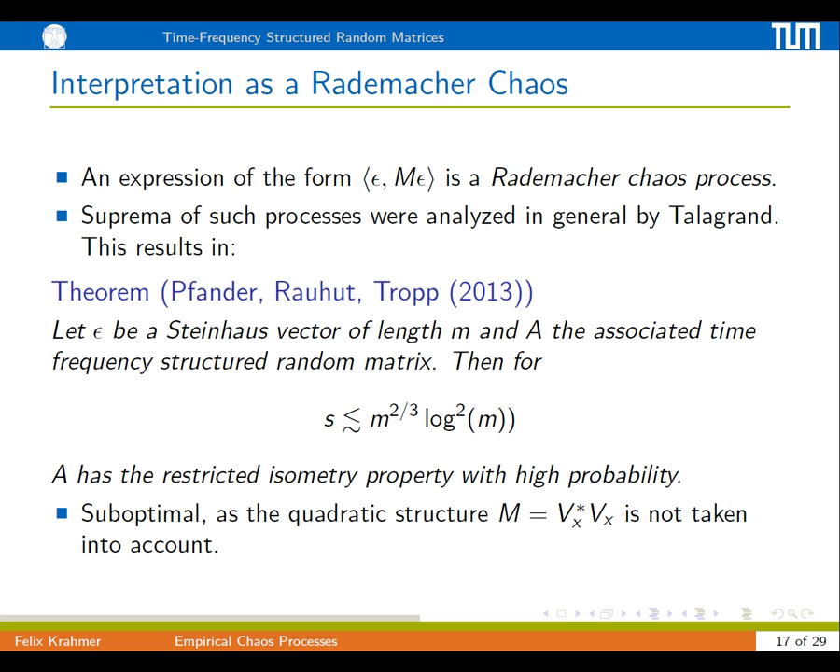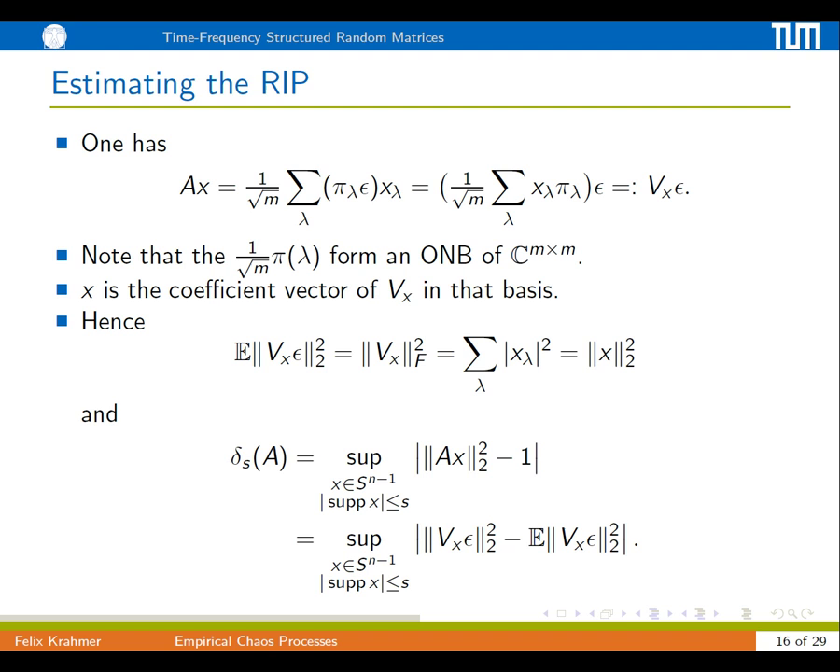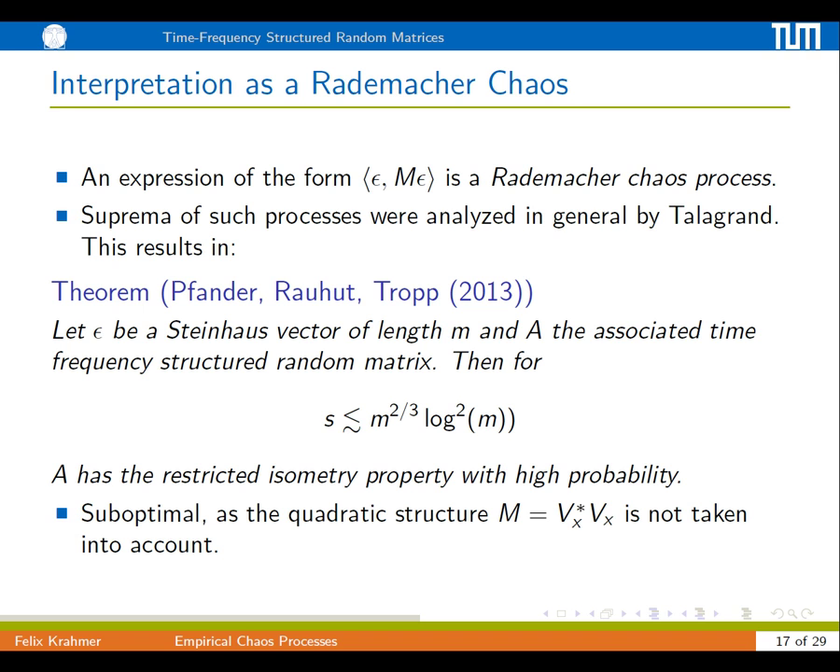It's a special example of the so-called chaos process, because if you think about this, you can see that in the Rademacher case this cancels the diagonal terms. So what you get is really an expression of the form some vector epsilon times a matrix M times another vector epsilon, which has been termed a Rademacher chaos process. And when you take suprema of such processes, with the result by Talagrand, this is work by Götz and Holger and Tropp, then you get a result like this here. One has to look at this carefully because it has a slightly different form than what we've seen in the previous examples. The setup is slightly different in the sense that the number of measurements is not free.